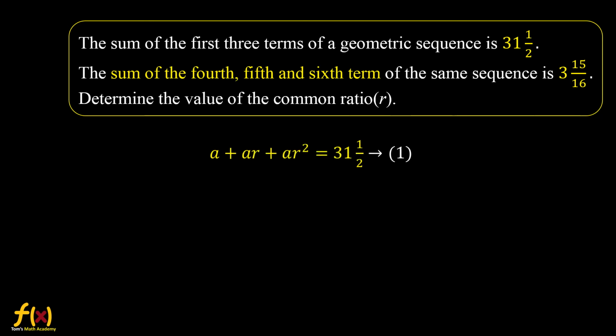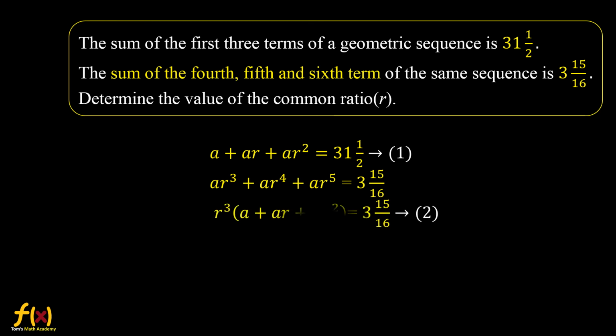Let the first term be A. The sum of the first three terms, that is A plus AR plus AR square, is 31 and a half. Now, the sum of the fourth, fifth, and sixth, that is AR cube plus AR to the power 4 plus AR to the power 5, gives us 3 and 15 over 16. The common factor is R cube. Inside the bracket, we can write A plus AR plus AR square. That is our equation number 2.